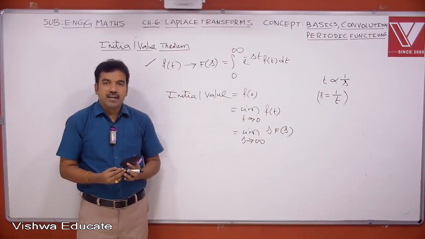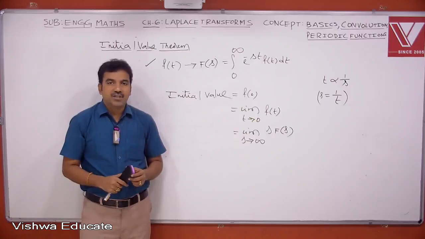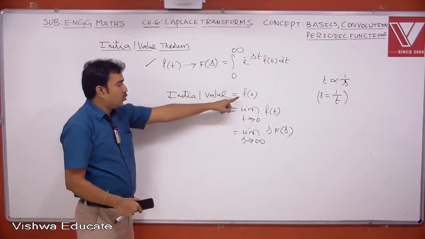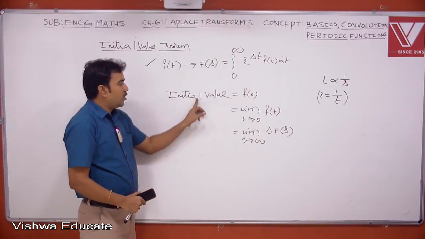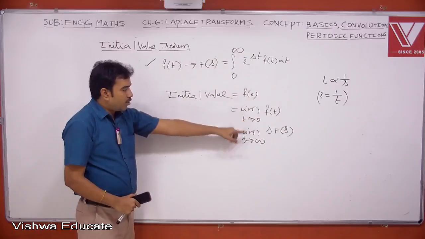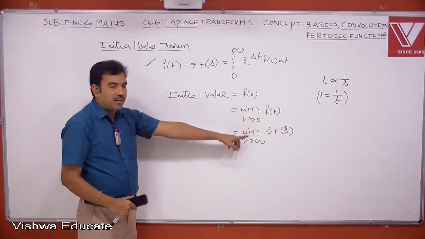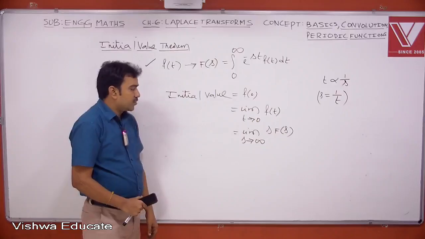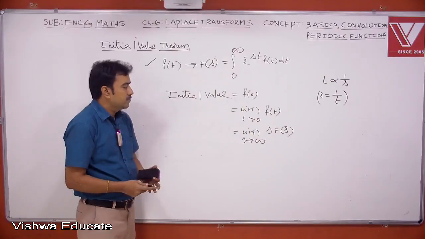Then the initial value of f of t is given by initial value equal to f of 0, that is equal to limit t tends to 0 f of t, that is equal to limit s tends to infinity s into capital F of s. The reason is this.